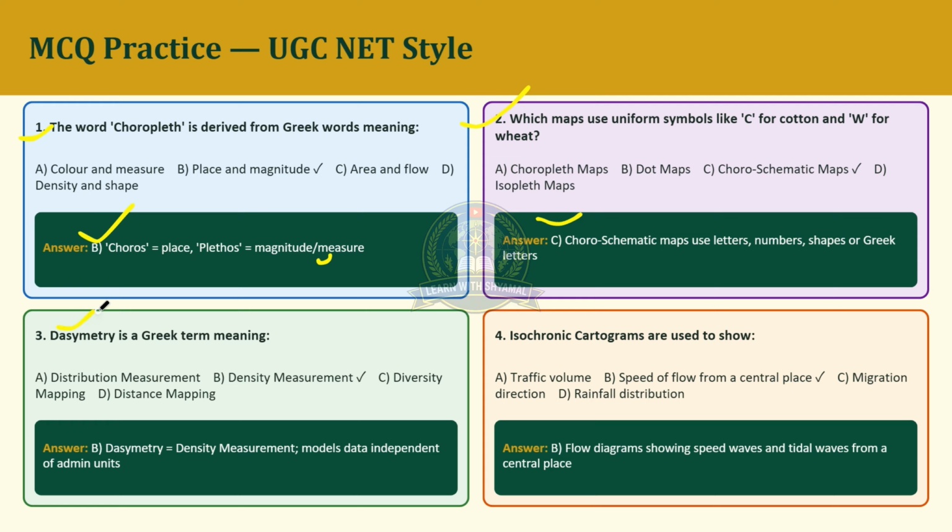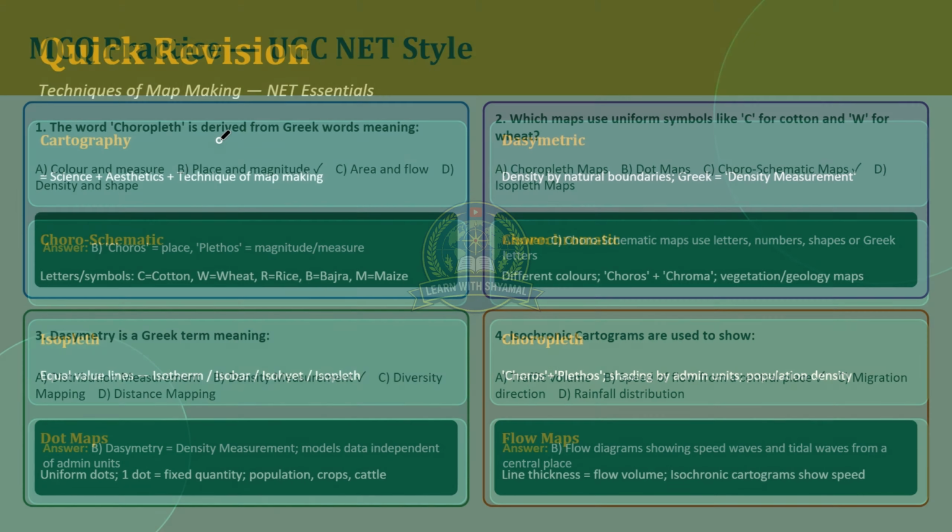Dasymetry is a Greek term meaning? Correct answer is option B, density measurement. Isochronic cartograms are used to show? Correct answer is option B, speed of flow from a central place. Okay, flow diagrams showing speed waves and tidal waves from a central place.